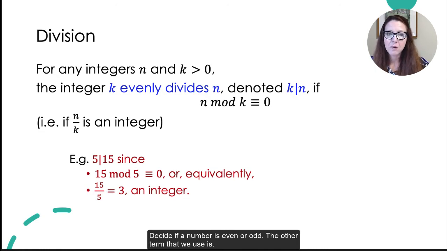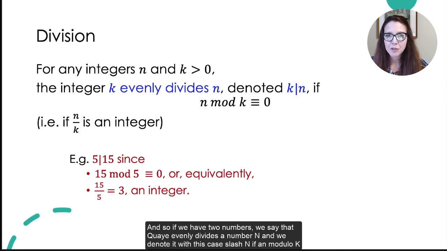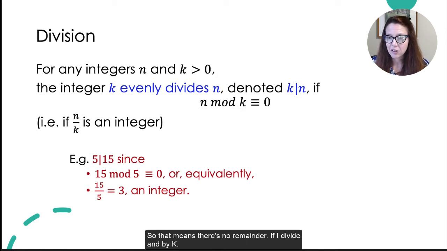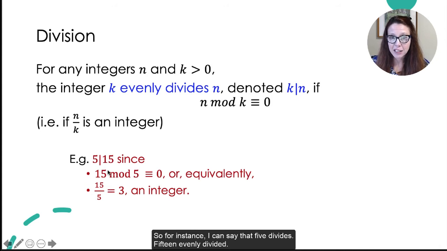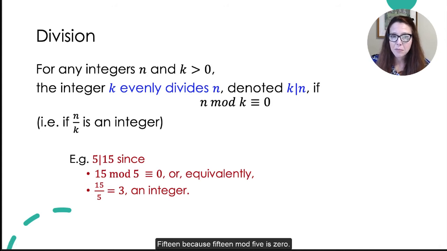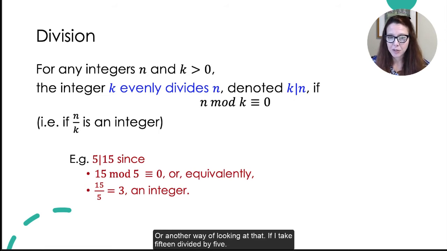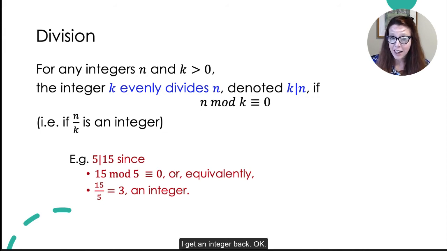The other term that we use is to say something evenly divides another number. If we have two numbers, we say that k evenly divides a number n, and we denote it with this k slash n, if n modulo k is 0. That means there's no remainder if I divide n by k. So for instance, I can say that 5 evenly divides 15, because 15 mod 5 is 0. Or another way of looking at that, if I take 15 divided by 5, I get an integer back. Okay?